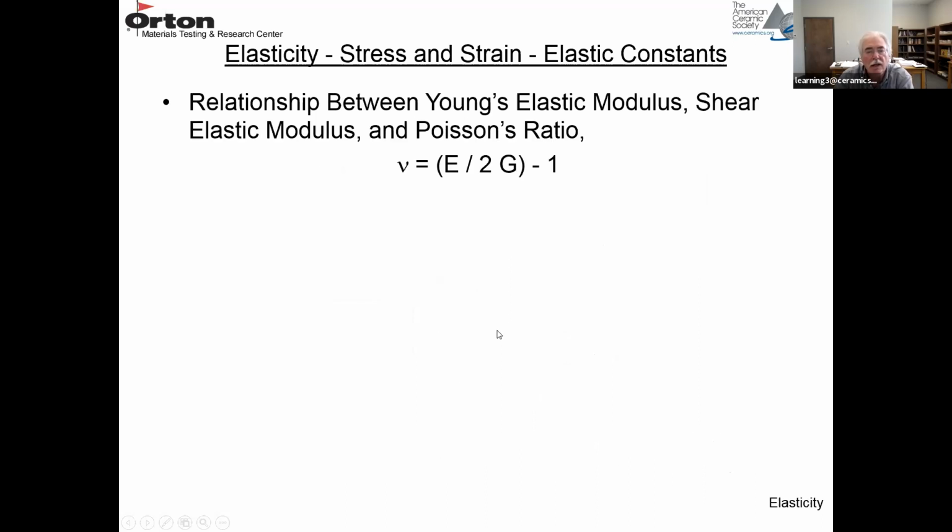So those are the three elastic constants that we use for defining refractories. They're bulk elastic constants. And there's a relationship between the Young's modulus, the shear modulus, and Poisson's ratio. So nu equals E divided by 2G minus 1. So if you know any two bulk elastic properties, you can always calculate the third one.